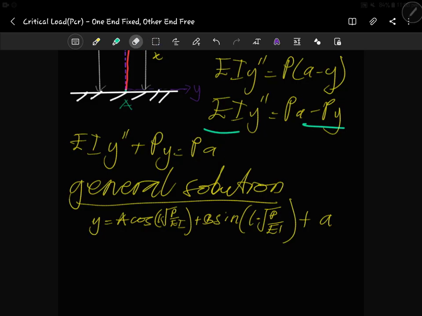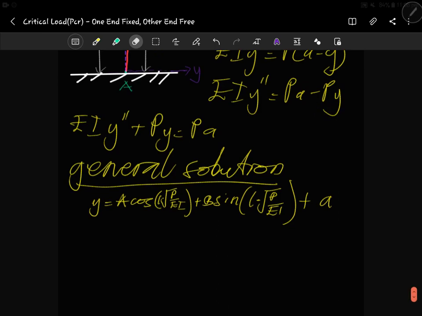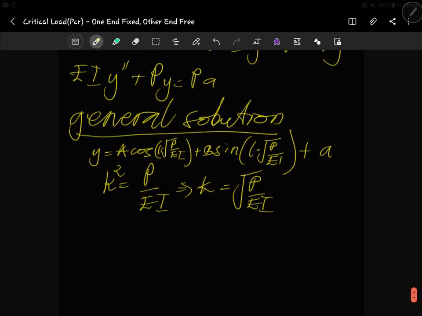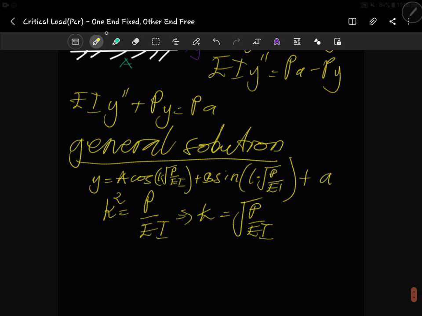To make our work easier and clearer as we go on, we will represent something complex. We can see that k squared is equal to P on EI, which implies that k is equal to the square root of P on EI. Now the next thing is to use the boundary conditions to find our constants A and B. Everything else will be known.